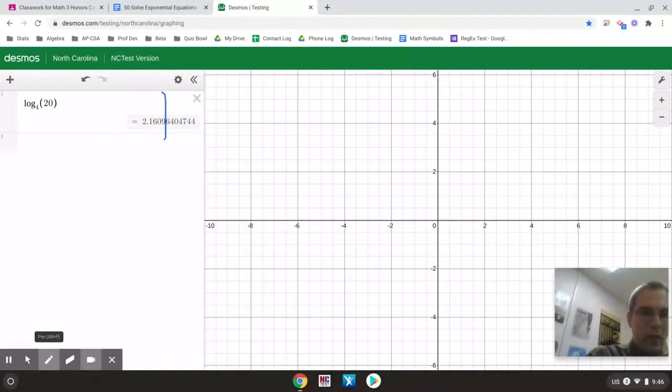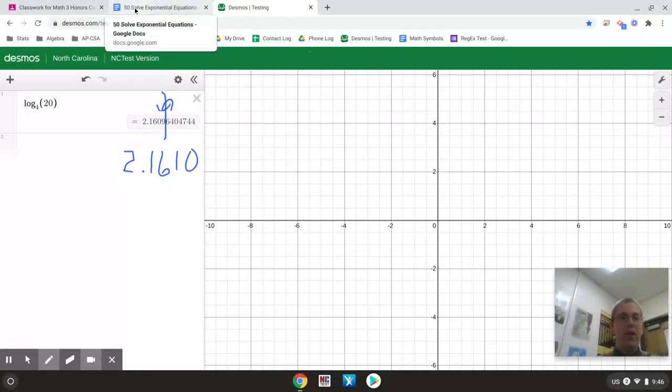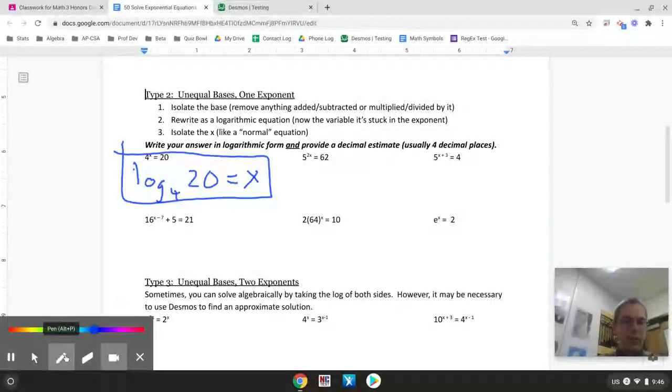decimals, so that's going to be 2.1610, because that 6 would make the 9 round up. So to round up a 9, you have to change it from a 09 to a 10. So that would be your decimal approximation of that answer. It kind of gives you some context to what log base 4 of 20 actually means. Let's go ahead and look at another one.